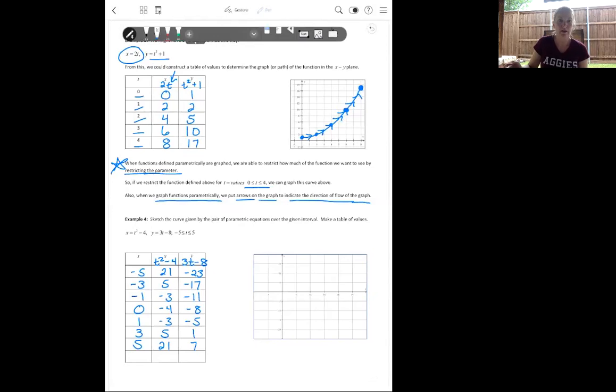Plotting these points. We start with the point 21, -23. So over 21, down 23. Then 5, -17. -3, -11. -4, -8. -3, -5. 5, 1, and 21, 7. Connecting our points.